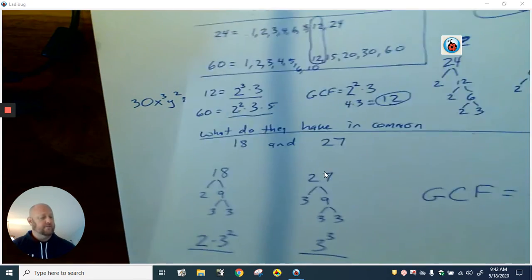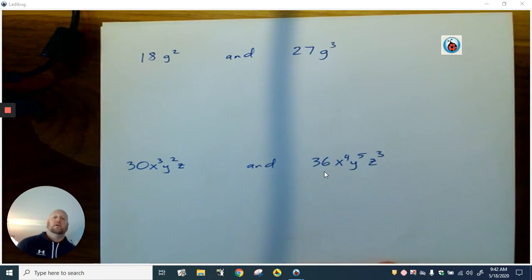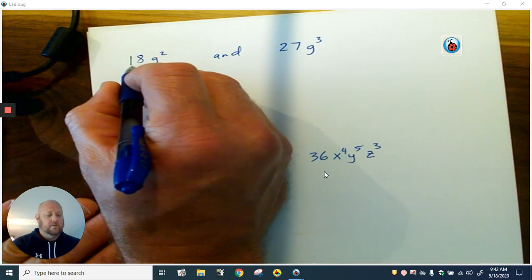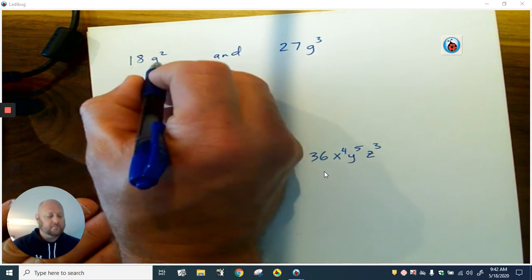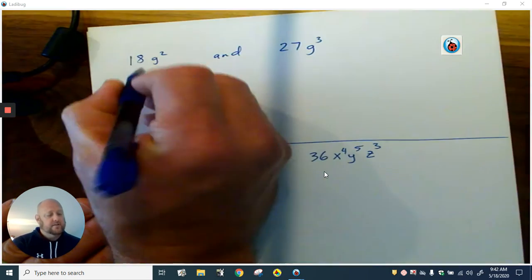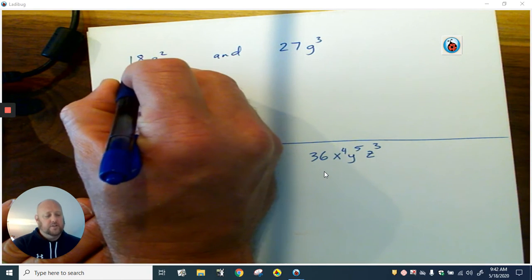So let's try a few. You can do it with letters and numbers. Again, it's the same kind of concept. We're going to break this 18 down. We'll just throw the g squared in the end. Okay? So kind of ignore that g squared for a second.